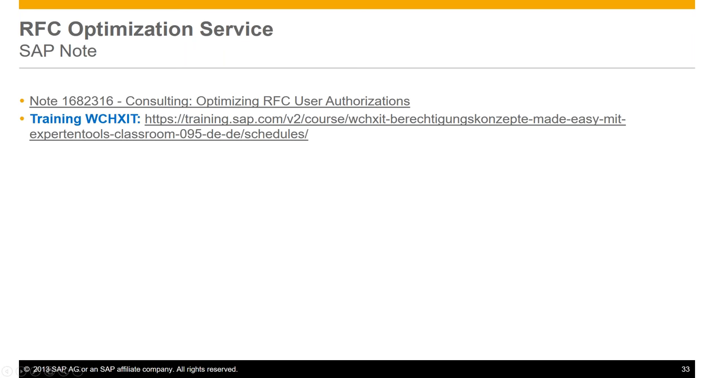And finally there's a SAP note, this note 1682316, which you can go to on the service marketplace. It contains information about the service if you want to book it via SAP. And there's also a training course even where one can learn how to use expert tools to perform such redesigns of authorizations in general, including also some exercises and information on how to, if you want to do it yourself or with more resources from yourselves, optimize your own RFC users' authorizations.